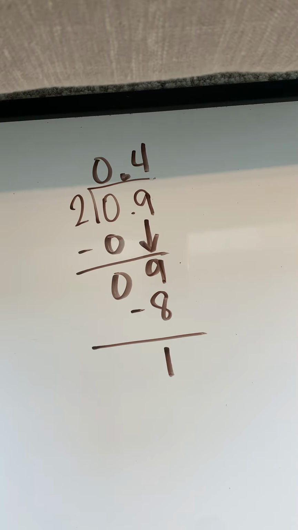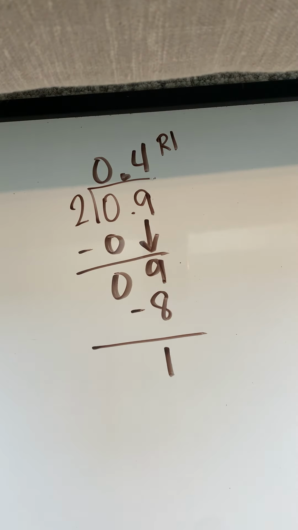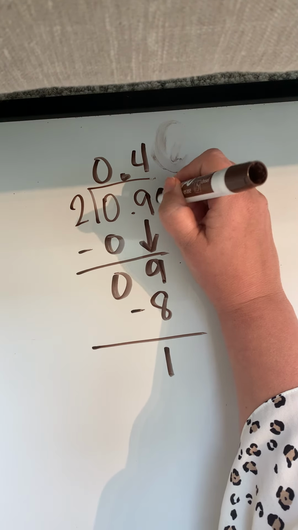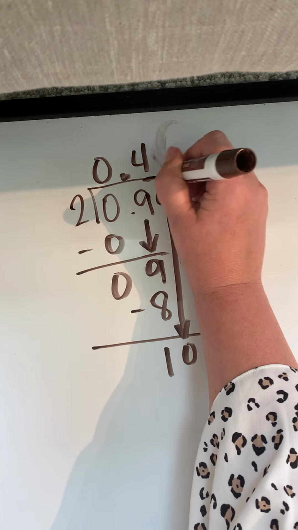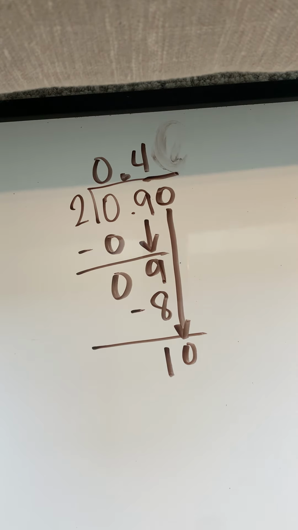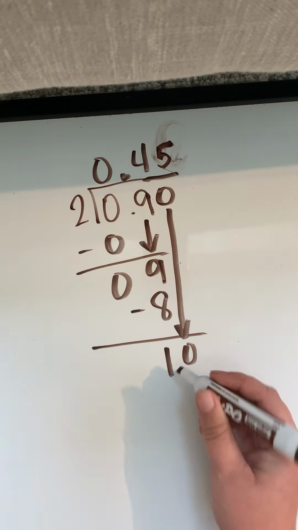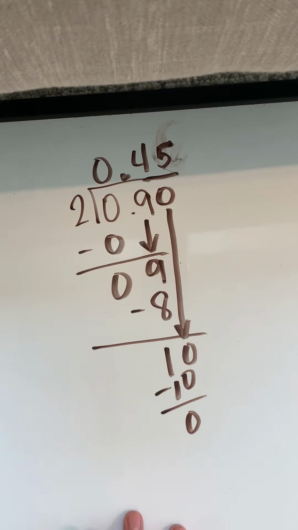Now what I'd like for you to do, instead of writing 0.4 with a remainder of 1, I'd like for you to go ahead and add your 0 here and bring it down. Okay? 2 times what gets you close to 10? 5. Great job. And now you're down to 0. Okay, so the first couple of problems we were working with remainders, and now we're not working with remainders, okay?